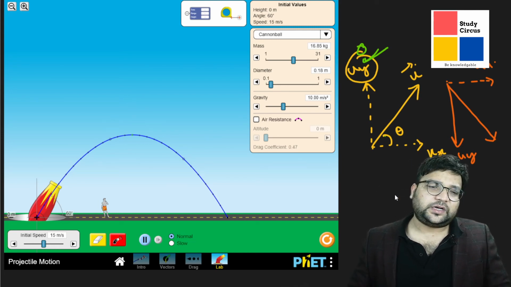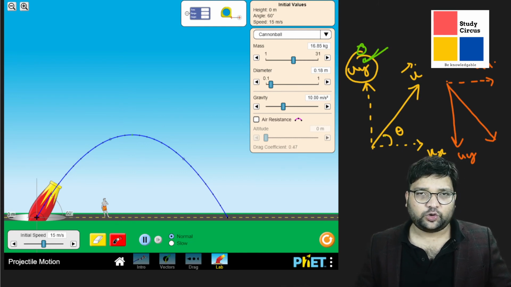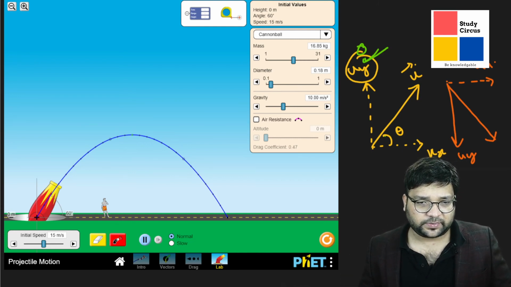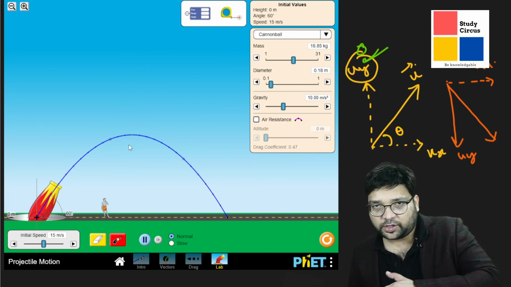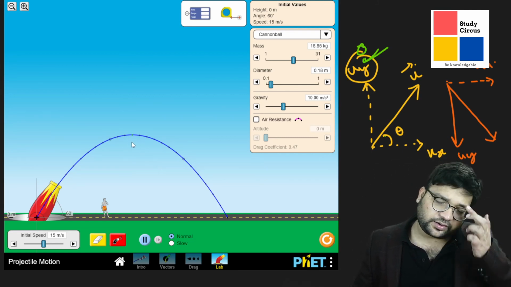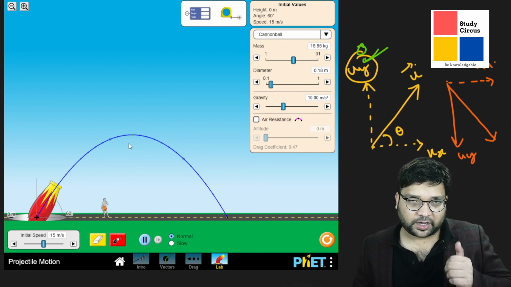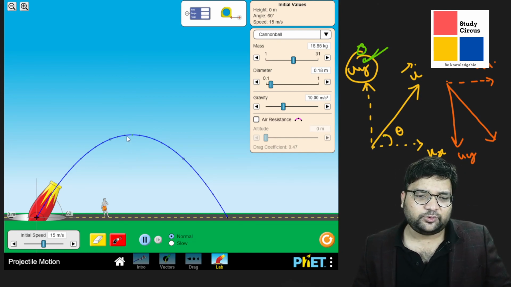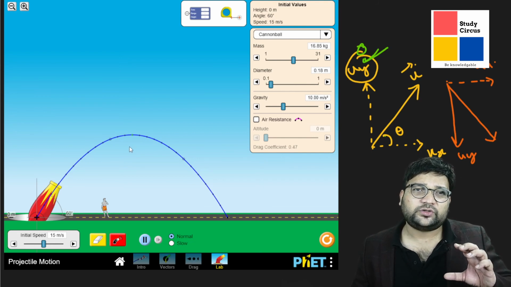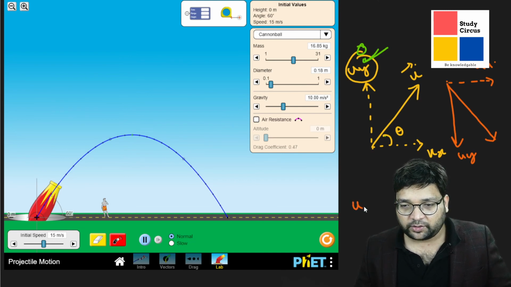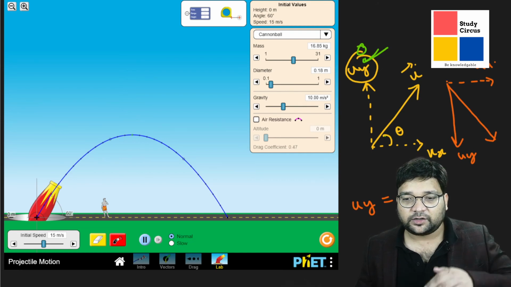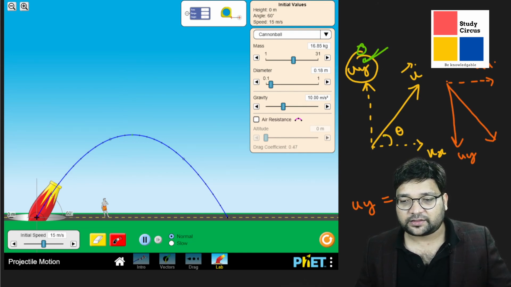So what should be the time of flight? The whole journey is symmetrical, so the time to reach the maximum is the same as the time to reach from maximum back to the ground. So what's the time to reach the maximum? As I have told already, the time to reach the maximum is the time in which the vertical component of the velocity will become zero, right? So the vertical component was uy initially, so u is equal to uy, and finally, the vertical component has become zero. Plus acceleration is what?